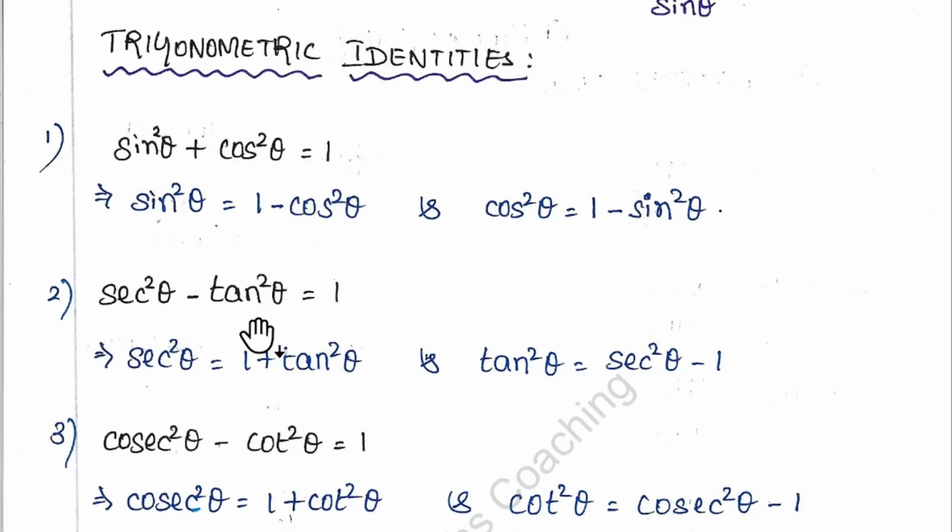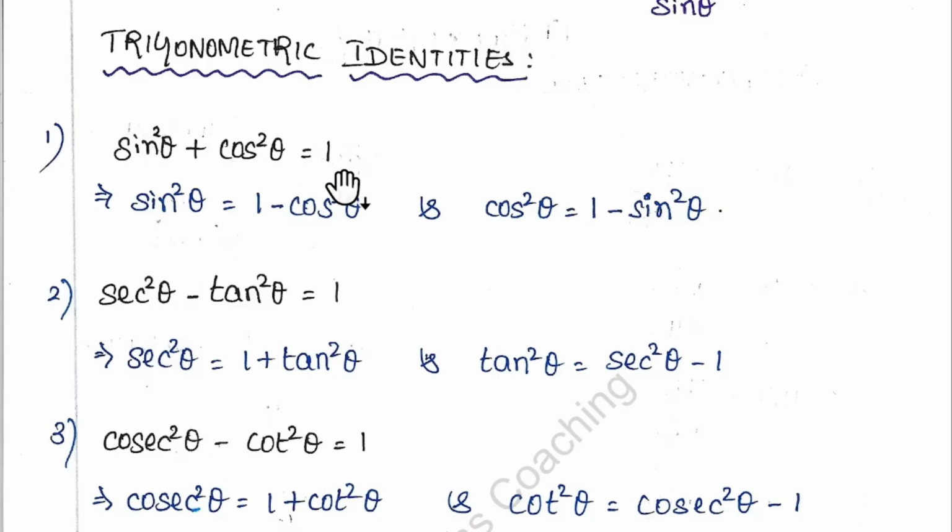Second identity is secant and tan: secant square minus tan square is equal to 1. Third identity is cosecant square minus cot square is equal to 1, right? So can you see, only in the first one we have a positive sign, the other two are negative. Okay, so all three will give 1 as the answer. So just remember these identities. Other formulas you can just take from these identities.